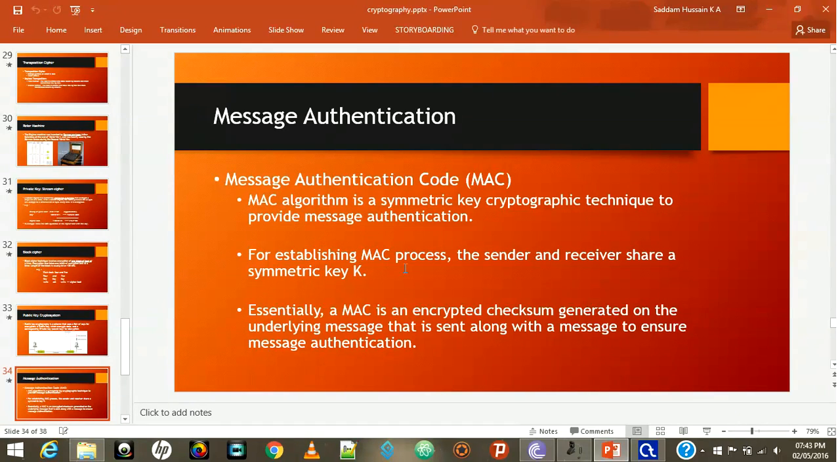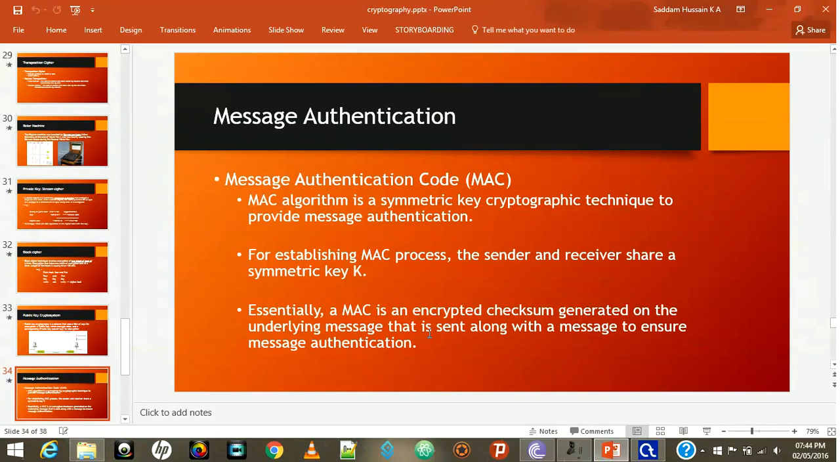For establishing the MAC process, the sender and the receiver share a symmetric key. So in MAC we use the same key on both sides, sender side and receiver side, along with this MAC key. Essentially, MAC is an encrypted checksum generated on the underlying message that is sent along with the message to ensure message authentication.